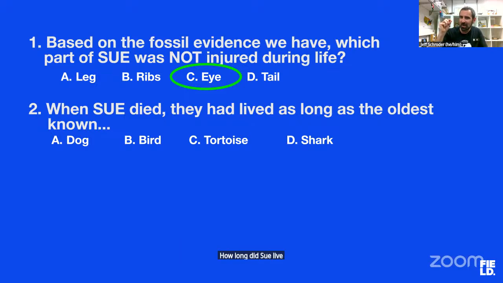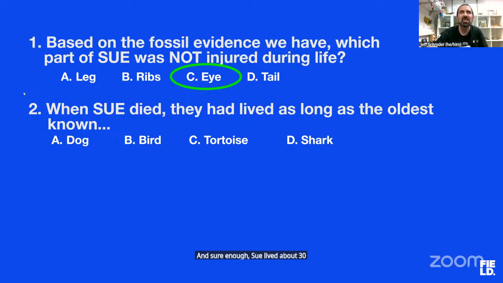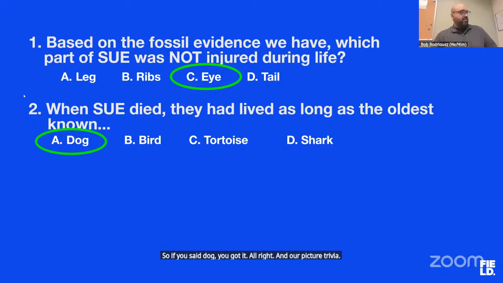Well, we took that bone sample, we counted the rings like a tree, and sure enough, Sue lived about 30 years, as long as the oldest known dog. So if you said dog, you got it. All right, and our picture trivia. Here we go.